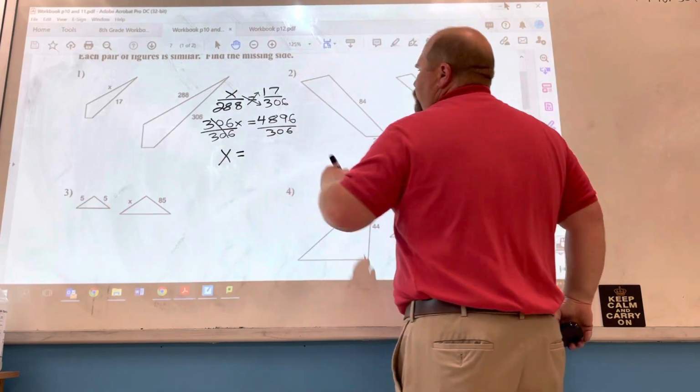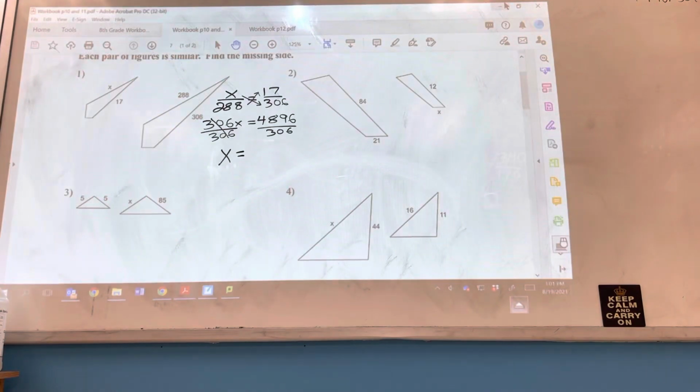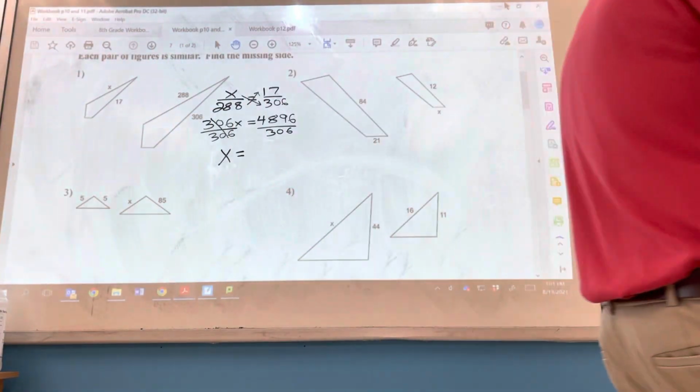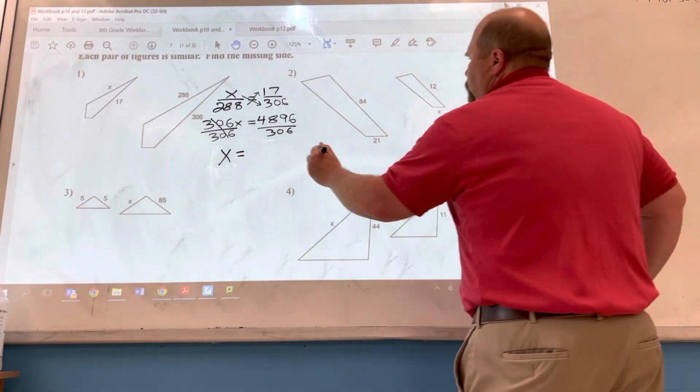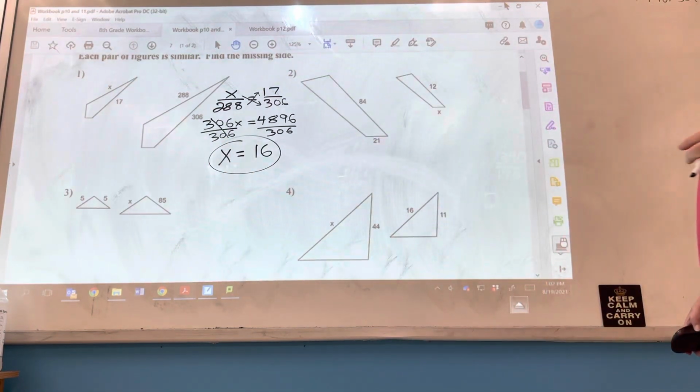Then you divide 4,896 by 306 to get your final answer. All right, and when I do so, I get x equals 16. And that's how you solve for a missing side using a proportion.